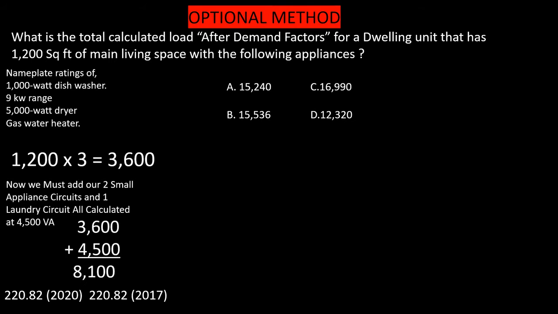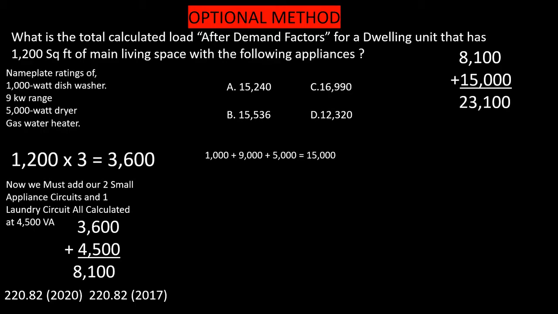So we're going to total those together, and we're going to start a larger math problem over here to the side. Now we take the total of all of our appliances. In this case, they have a gas water heater, so that's not going to be a consideration for us in the load calculation. So we just take the known appliances, add those out, and that's going to give us 15,000. So we add that over to the side. Now we're going to total that out. That's going to give us 23,100.